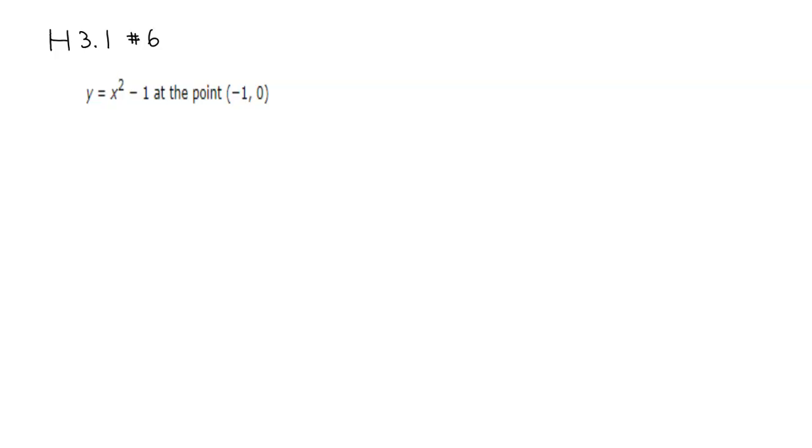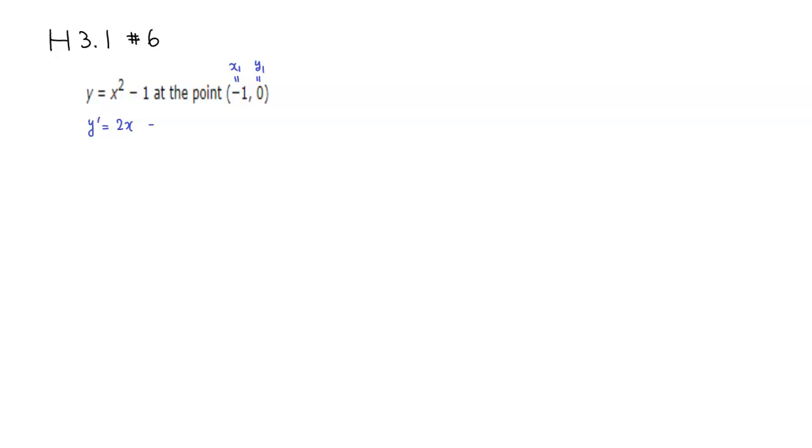So we already know the x1 value is negative 1 and the y1 is going to be 0. Let's find the slope of the tangent line first, then take the negative reciprocal to get the slope of the normal line. If you take the derivative, y prime is equal to the derivative of x squared, which is 2x, and the derivative of negative 1 is 0.